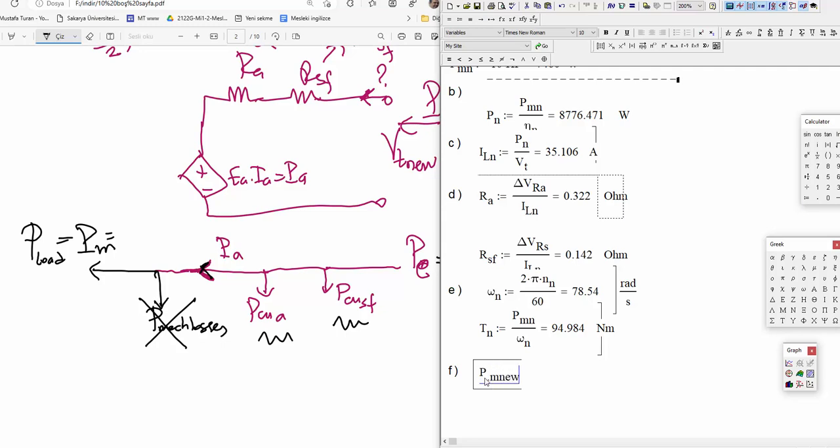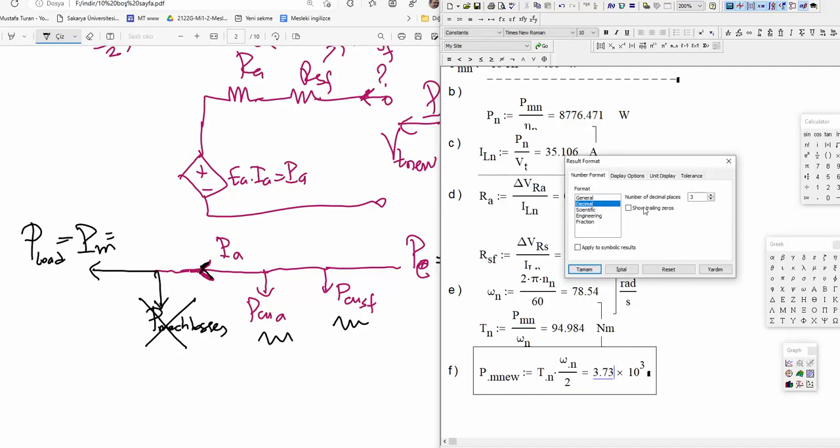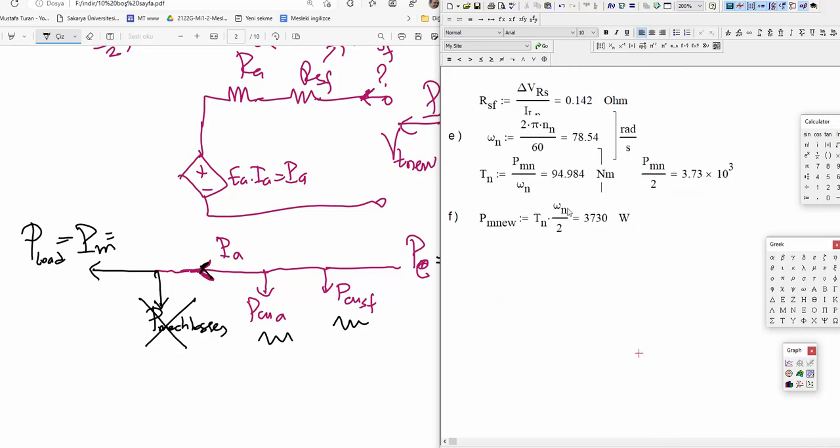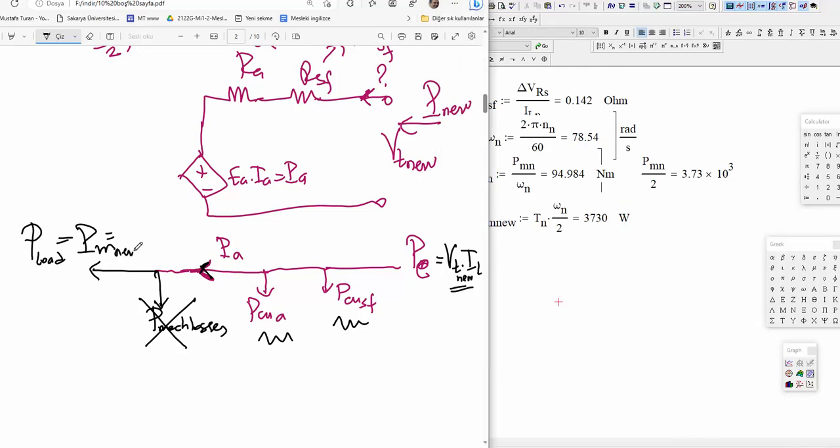New mechanical output makes such a half value of prior power. That is the half of this guy. Let me check it out. Yes, that's it. That is the half of the previous output power, since speed has decreased to half of its prior value. We have calculated this new power.